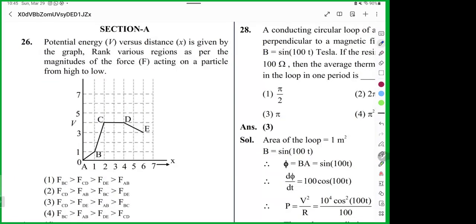So look at this question. Answer 4, I guess, is correct. If you see potential energy and distance in the given graph.